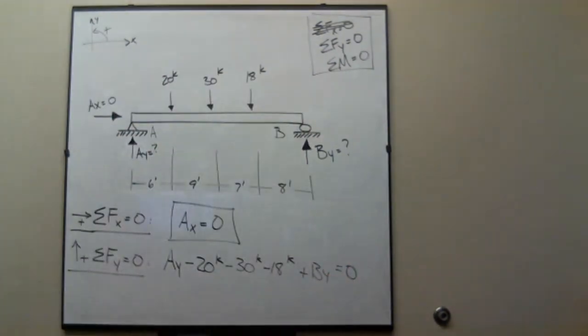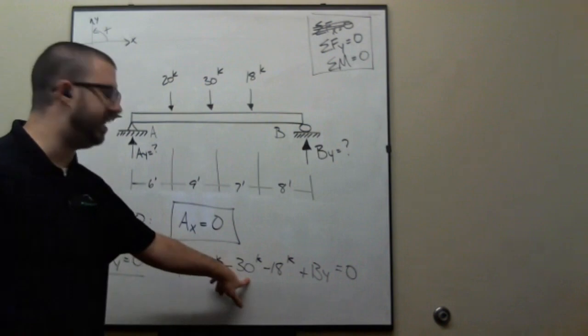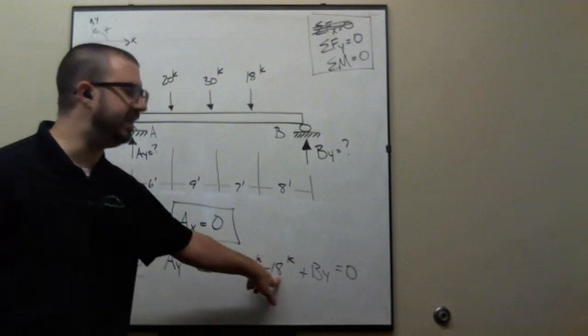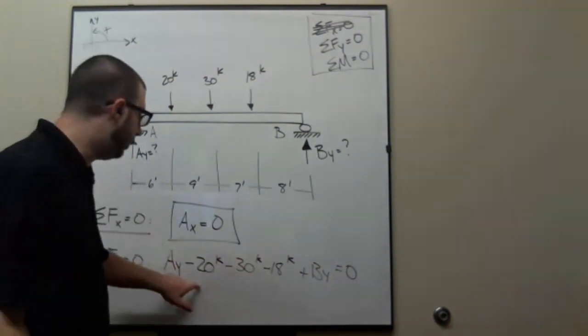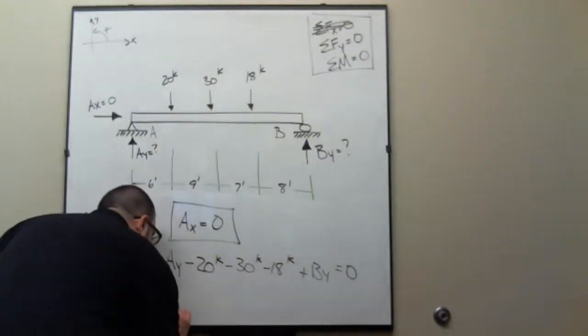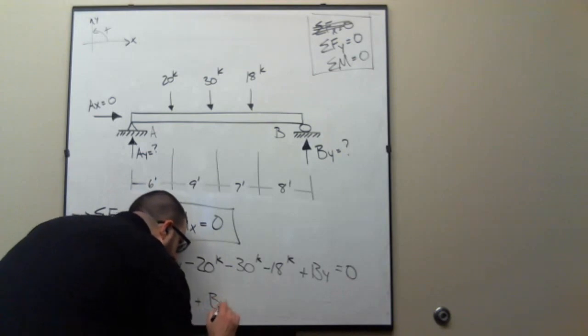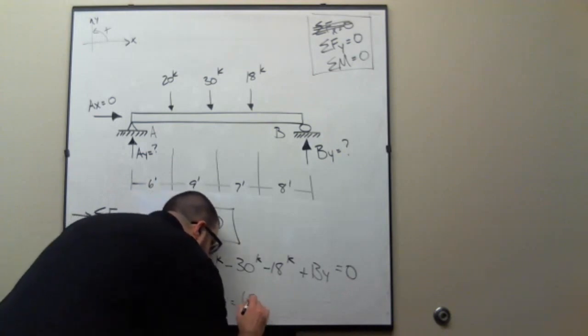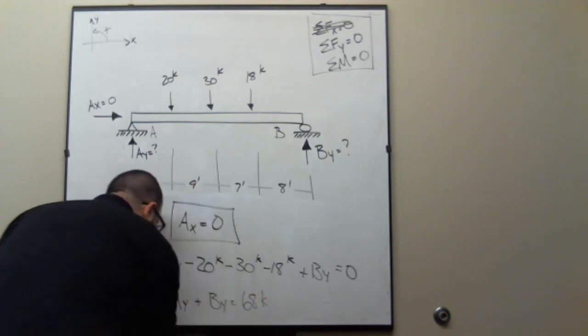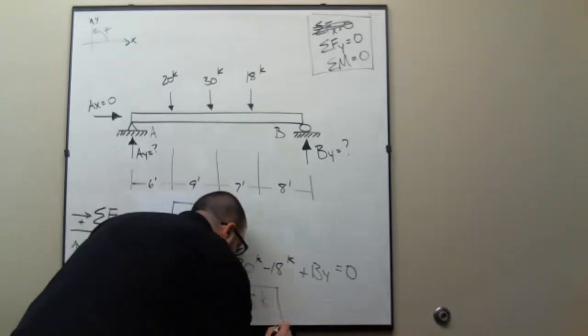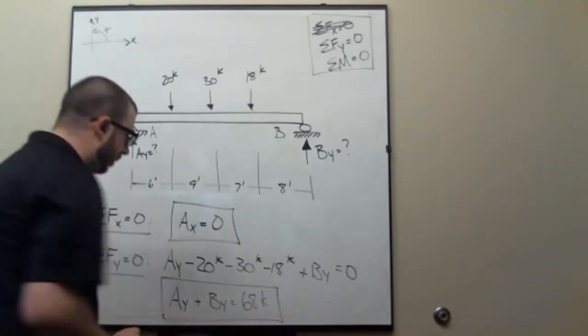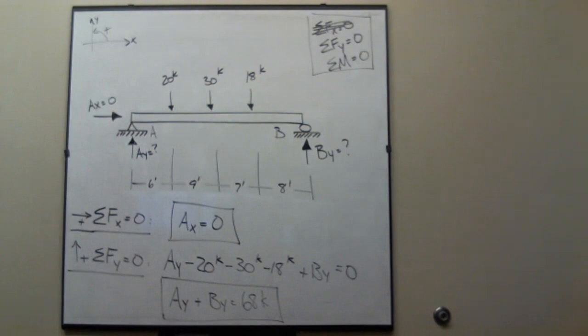And if I wanted to do some algebra to simplify this a little bit, 20 and 30 gives you 50, 50 and 18 gives you 68. So if I move this over to the other side, I get Ay plus By is 68 kips. Now, does anybody have any questions before I move on?